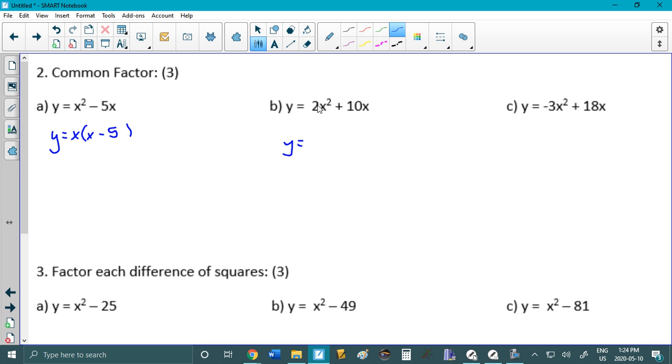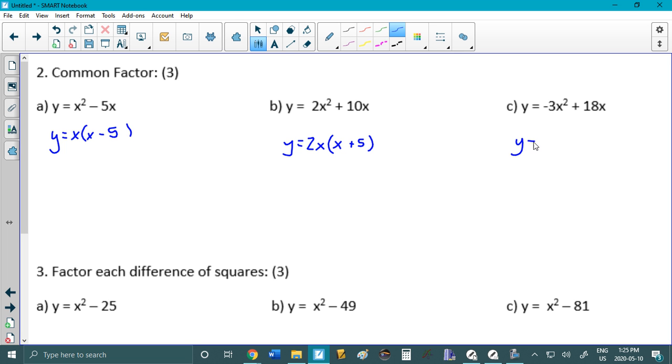The next one, 2 and 10, well, I can take a 2 out of both. And since they both have at least one x, I can take an x out of both. And now if I do 2x squared divided by 2x, the 2's cancel out. And if we take x out of x squared, we're left with a single x. And then if we do positive 10x divided by 2x, we get plus 5. And that's because 10 divided by 2 is 5, and x divided by x cancel out.